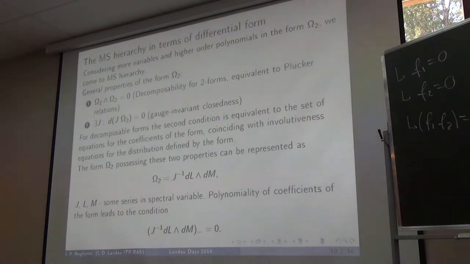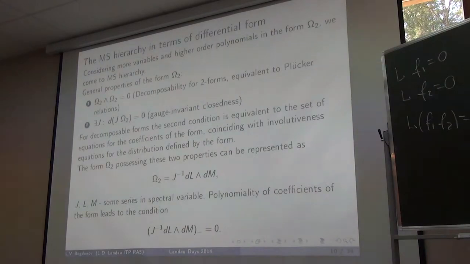And so, for the hierarchy, what are the general properties? Considering more variables and higher-order polynomials as the coefficients of the form, you come to the hierarchy, and I'd like to define the general properties of the form defining the hierarchy. So, the properties are like that. The first property is well-known, it's present, say, for DKP, in the Eger-Pichera construction. And effectively, it means that the form is decomposable.